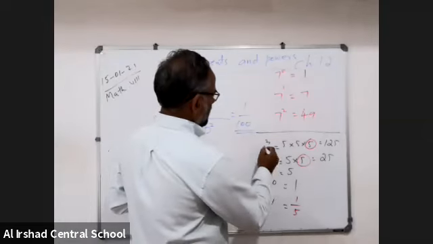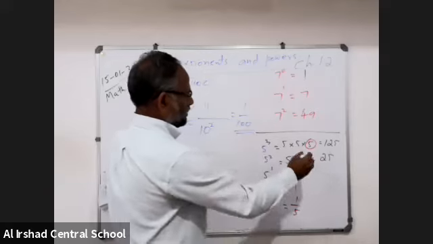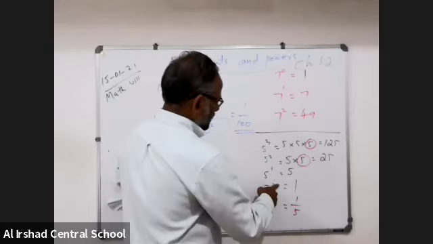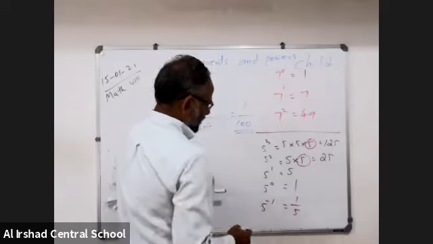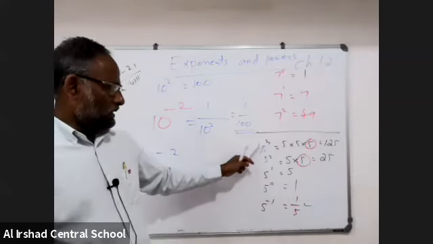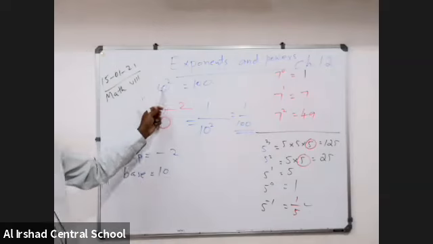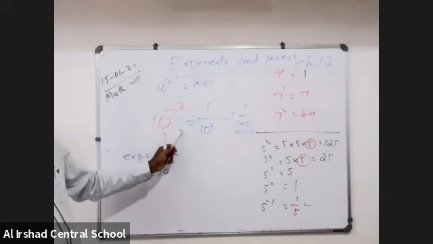5 cube is equal to this, and 5 square is equal to this, 5 to the power of 1, 5 to the power of 0, and 5 inverse 1 is 1 by 5. This is called negative exponent. Write this one. And after that, write 10 square and 10 inverse 2.